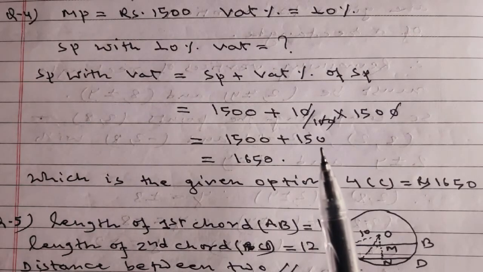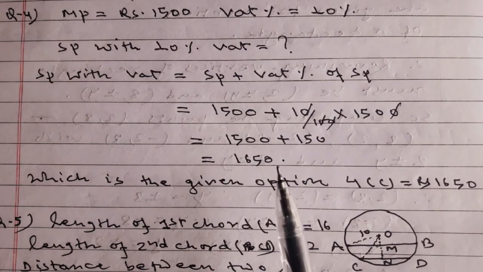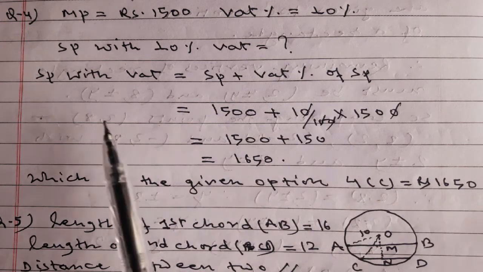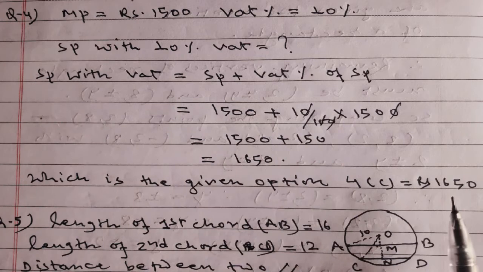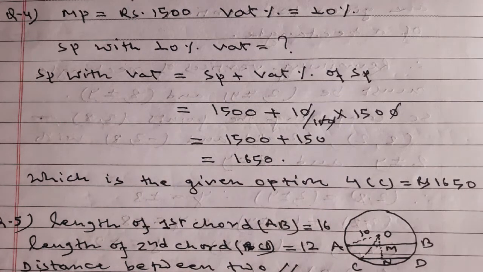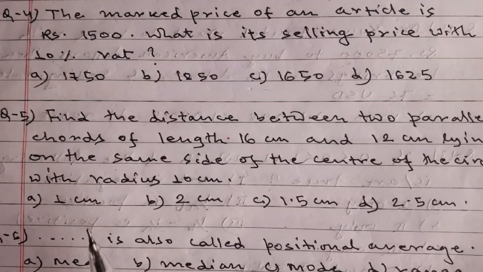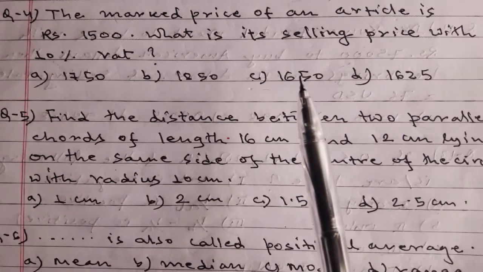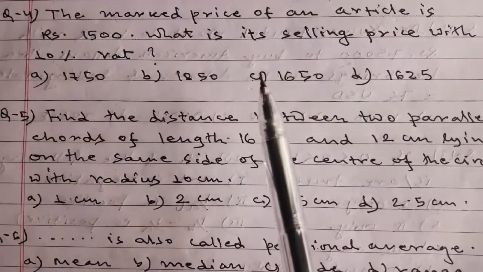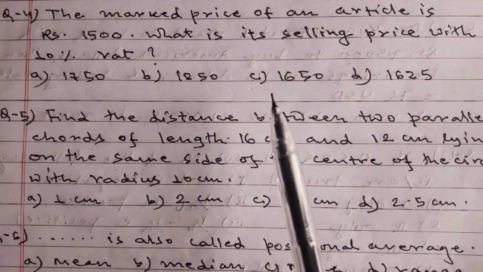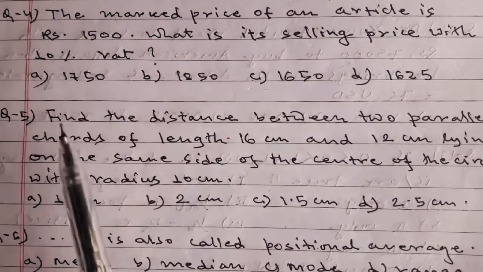Now 1500 plus 150 is equal to 1650, which is the given option 4C, rupees 1650. That means SP with VAT is equal to rupees 1650, which is the given option 4C. That means rupees 1650 is the selling price with 10% VAT. So we have to circle 4C, which is the right option, 1650. Let's go to question number 5.